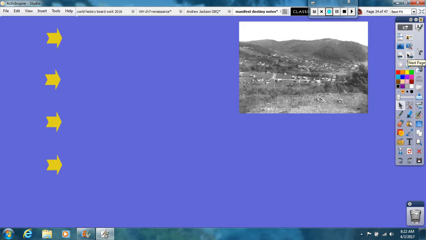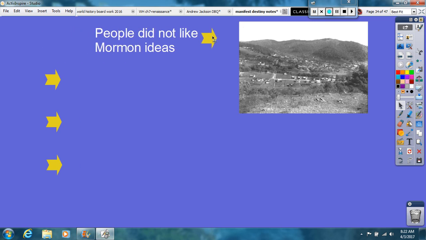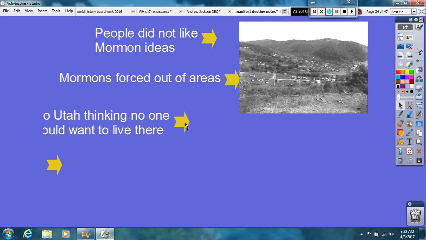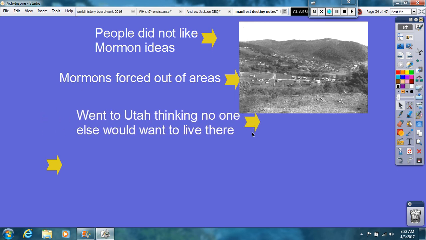So what happens is they are forced to leave, because the people did not like the Mormons. And so they leave and they go to the Midwest, or right around the Missouri, Illinois area, okay, and they're forced to live there until a vigilante committee basically ambushes, takes and kills Joseph Smith in a gunfight.